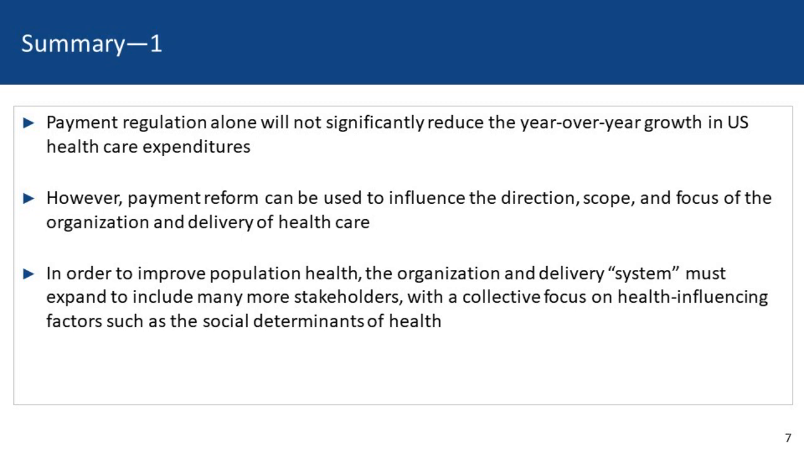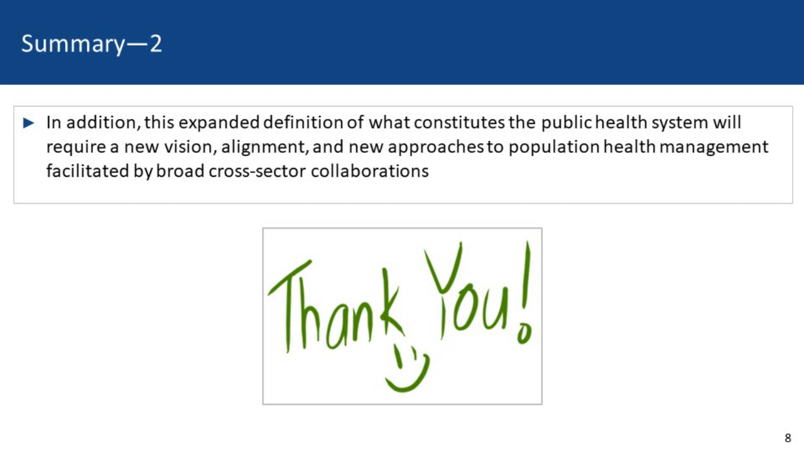In order to improve population health, the organization and delivery system must expand to include many more stakeholders with a collective focus on health-influencing factors such as the social determinants of health. In addition, this expanded definition of what constitutes the public health system will require a new vision, alignment, and new approaches to population health management facilitated by broad cross-sector collaborations.